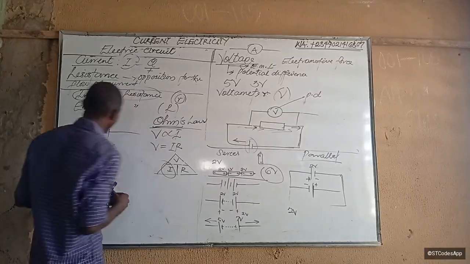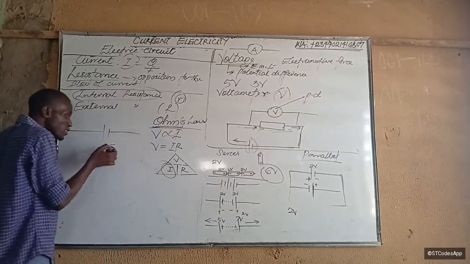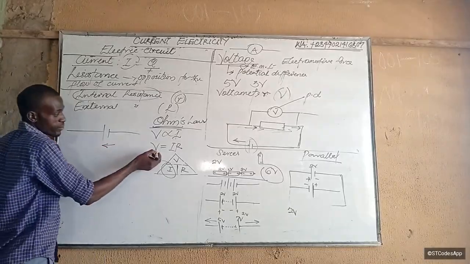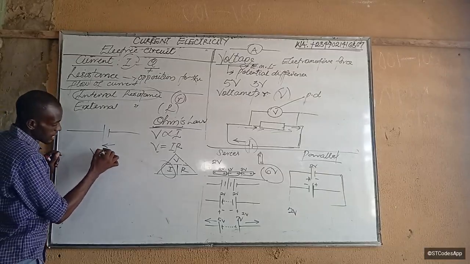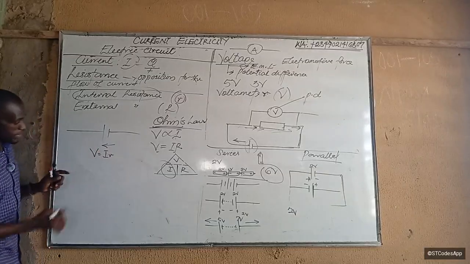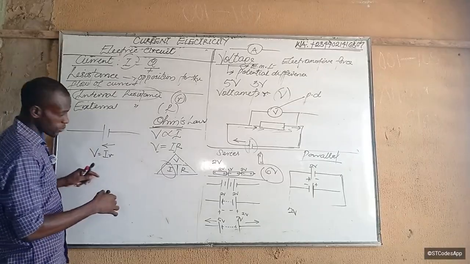Now, I now said that, so to calculate the voltage that is lost inside here, since voltage is equal to I times R, then this will be V equal to Ir. Keep in mind that the I is capital and the r is small.